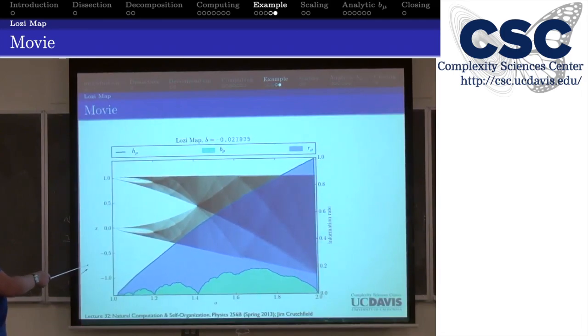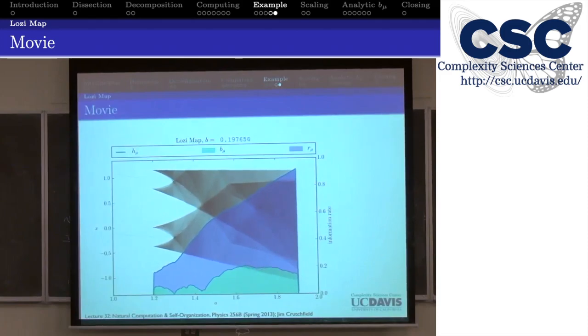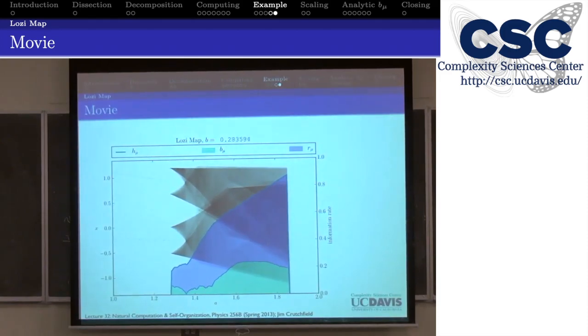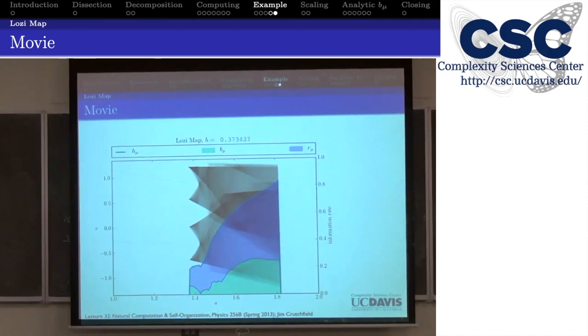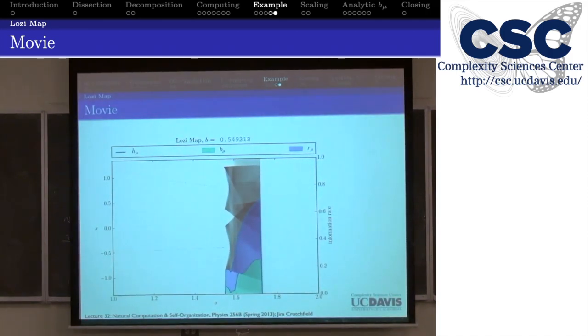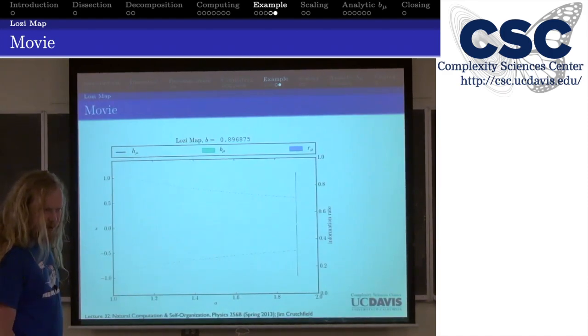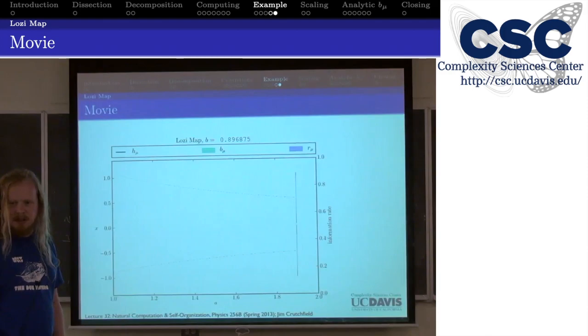And the tent map right there. We can see that period 2 behavior that was outside the attractor region. Okay, so any questions about the movie or the decompositions we've seen before moving on?